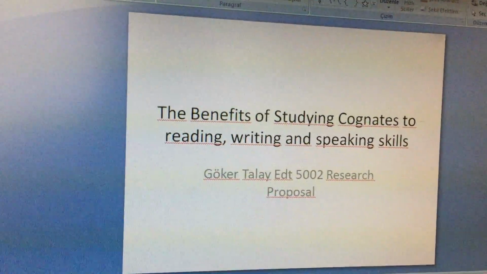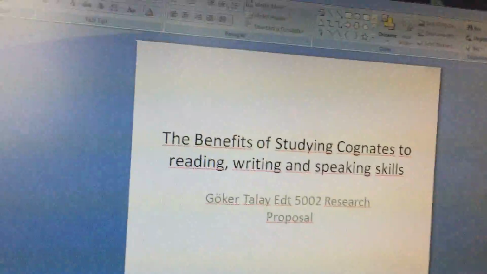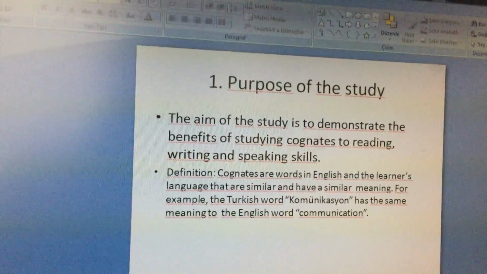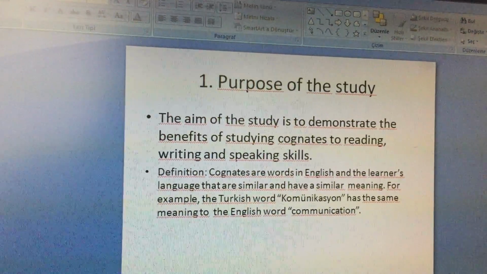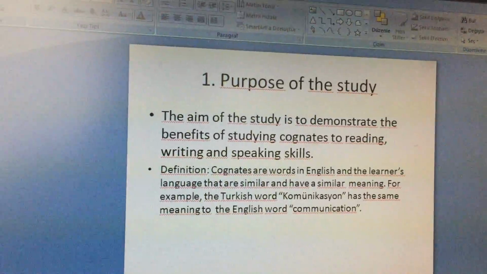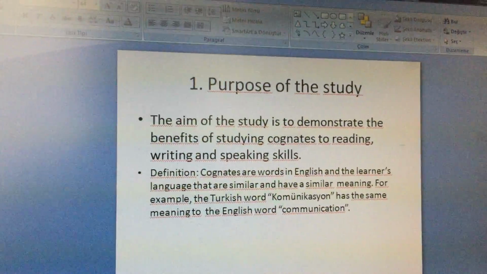So, probably you have heard about cognates. Let me tell you what a cognate is. Cognates are words in English and the learner's language that are similar and have a similar meaning. For example, the Turkish word communication has the same meaning as the English word communication.